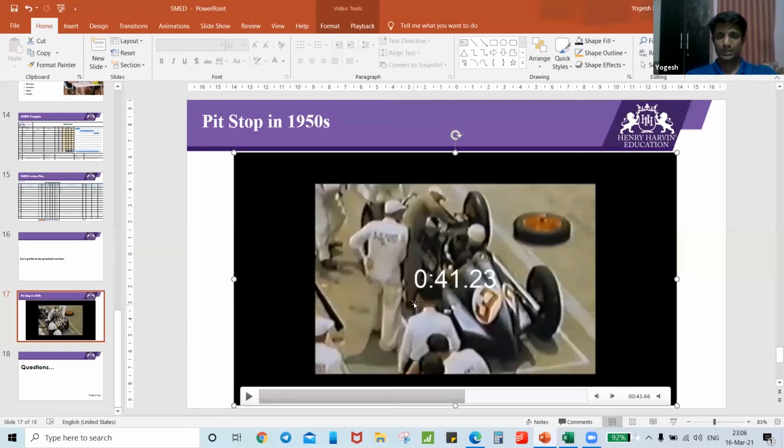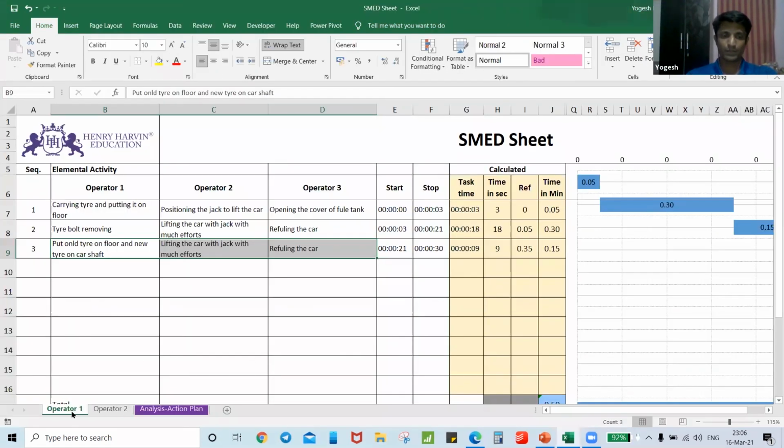Anyways, in this case you can club operator 1 and 2, right? Because if operator 2, who is lifting the jack, is not there, then operator 1 cannot perform the activity of removing the tire. So those activities that are done by two operators together, because that cannot be done in parallel, you can club those two operators here, right? So this one will be for operator 1 and 2, 1 plus 2, and this will be for operator 3.